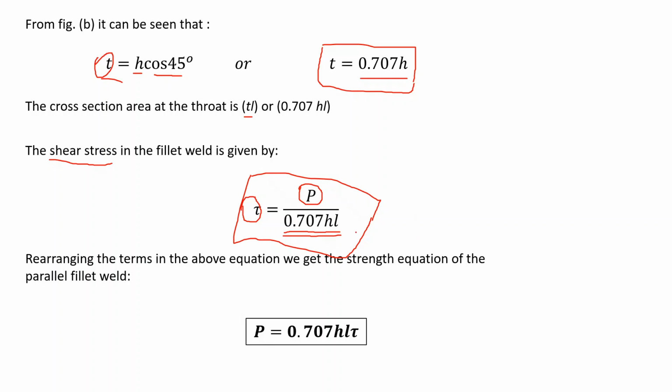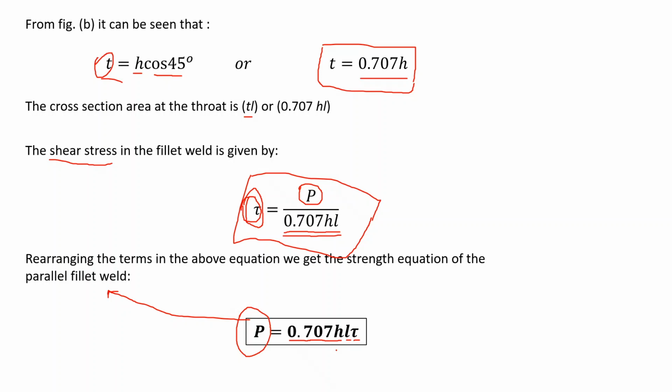So from this equation you can calculate the strength of the weld if you put the shear stress equal to the allowable maximum shear stress. This is your maximum allowable shear stress, this is the length of the weld, and this 0.707 times H is the throat of the weld. This will give you the strength of the parallel fillet weld. Now this equation is valid for a single parallel fillet weld.